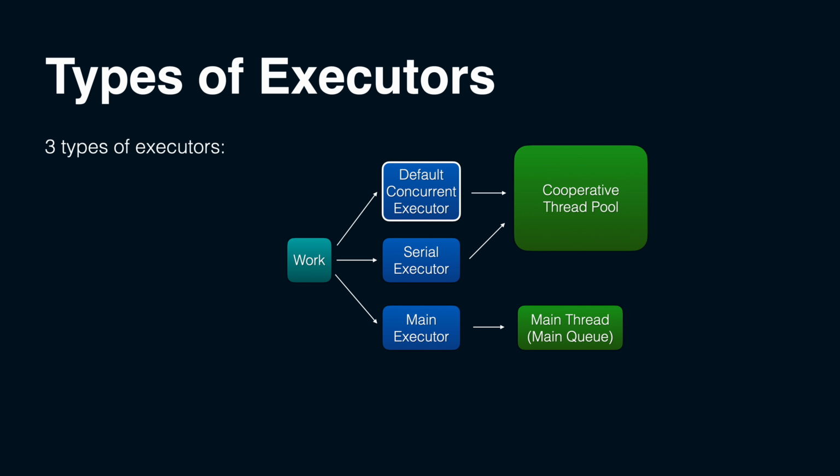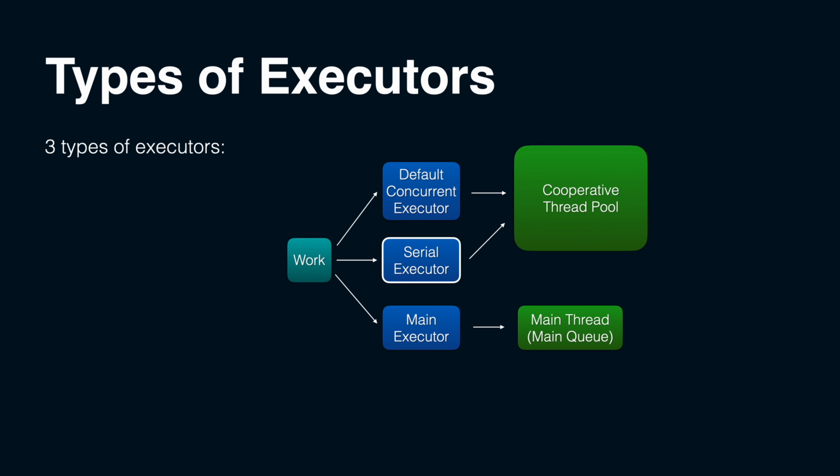Default concurrent executor. It's a default executor, and it's concurrent, obviously. Default means that all non-actor isolated jobs are executed on this executor by default. Job execution happens using threads from the cooperative thread pool. Concurrent means that it can execute jobs from different tasks concurrently using multiple threads from the CTP, if they are available.